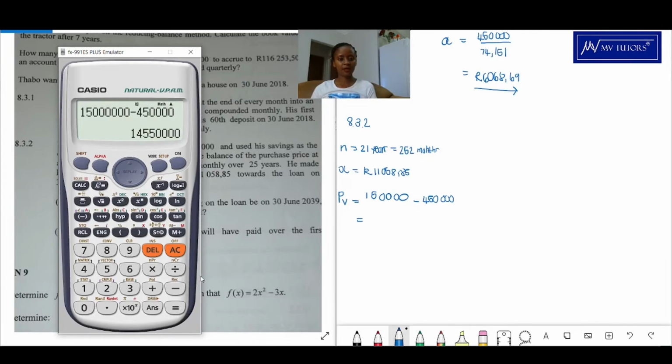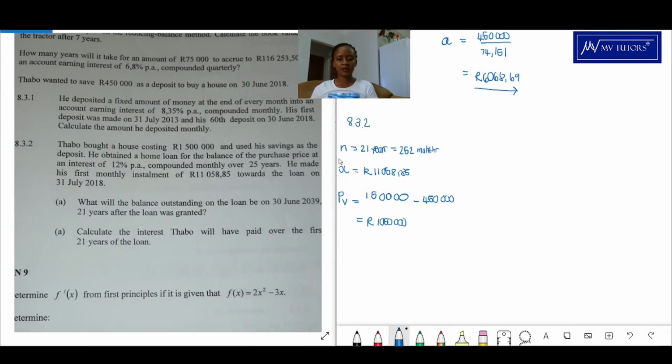Something went wrong here. Did I put an extra 0? Yes, I did put an extra 0. So 1,050,000. And what are we looking for? We are looking for the outstanding balance. Oh, the interest, I forgot about the interest. The interest is 12% per annum compounded monthly.